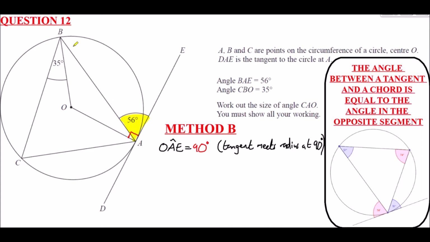The angle completely opposite to this dividing line is actually over here. It's going to be where angle C is. So those two are equal, and we can state that with the alternate segment theorem. That's 56 degrees. So we say that angle BCA equals angle BAE, which is 56 degrees, and just state that the angle in the alternate segment is equal.